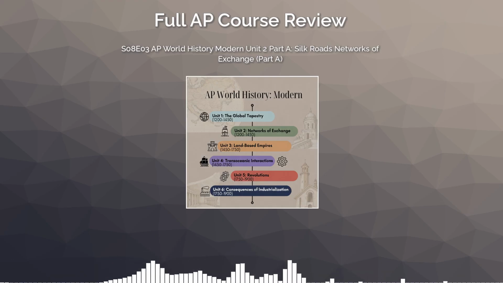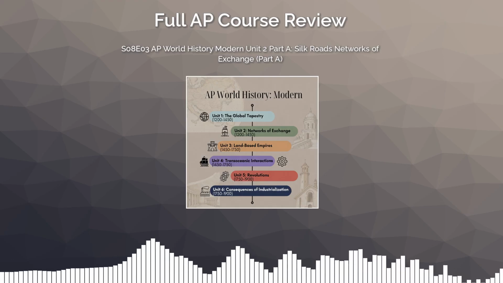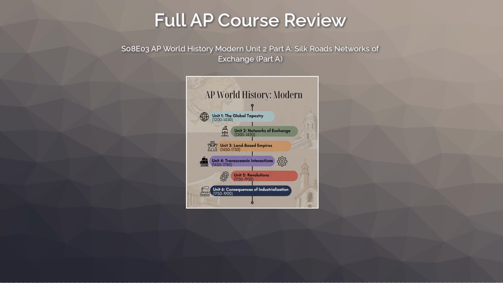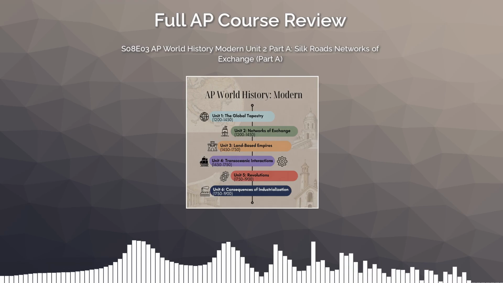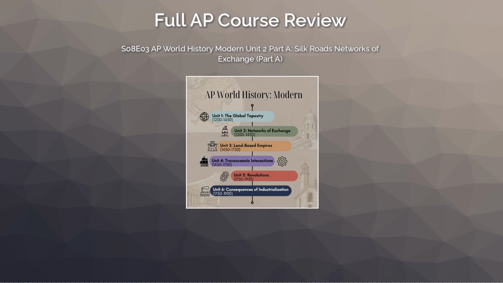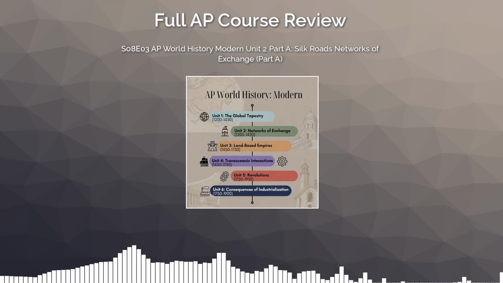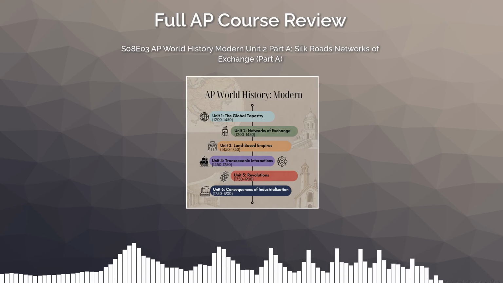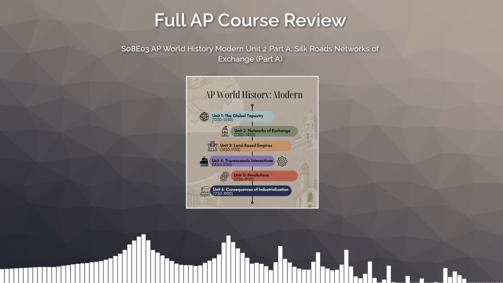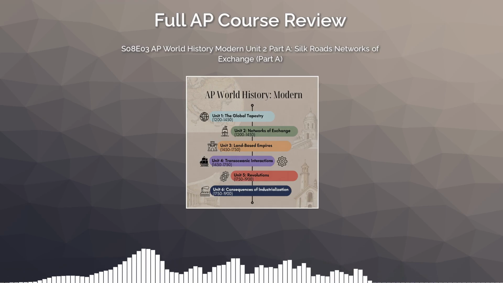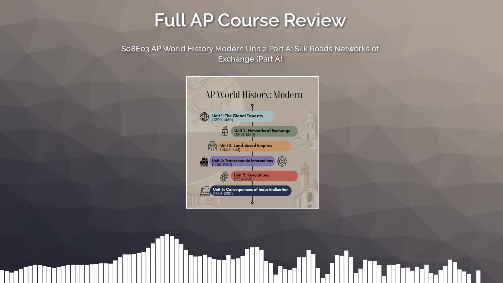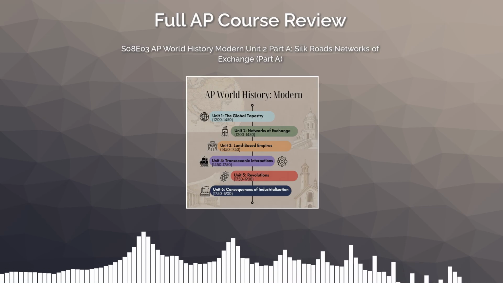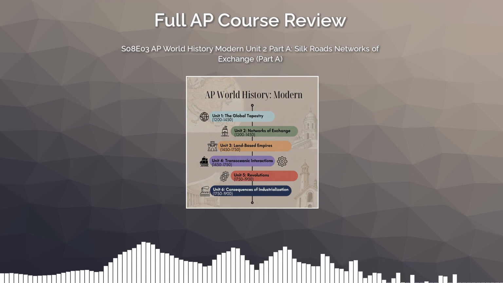2.3b. Key port cities and their roles, e.g., Calicut, Hormuz, Malacca. Why port cities are the beating heart of the Indian Ocean network. Imagine you're planning a road trip across the country. You don't just drive nonstop, you stop at gas stations, diners, and rest stops along the way. Those stops aren't just convenient, they're absolutely essential. Without them, the trip doesn't happen.